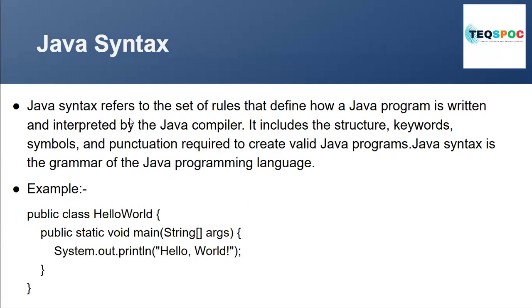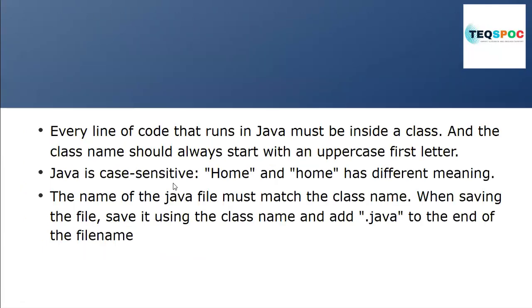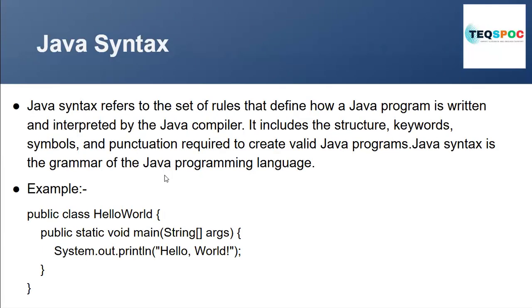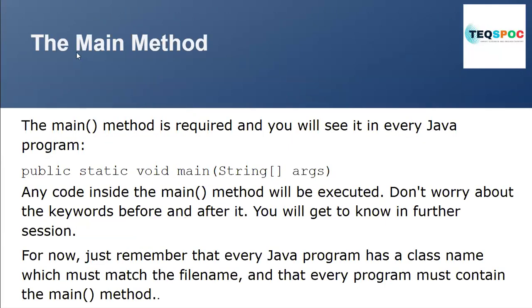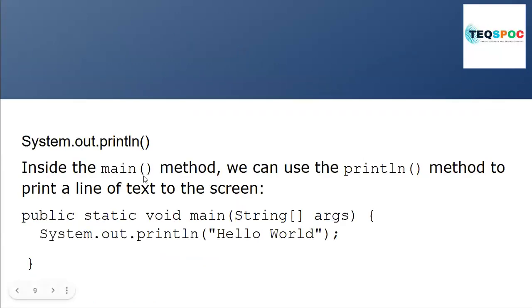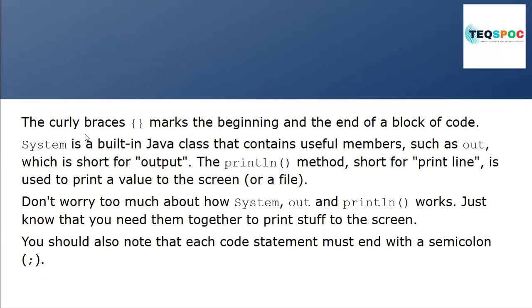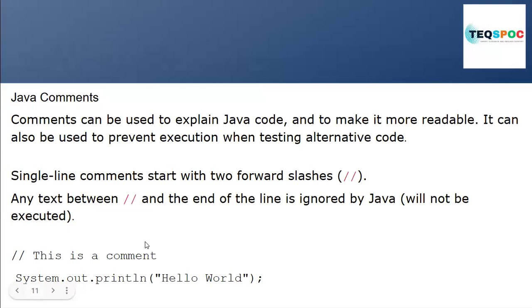So what is Java syntax? We have seen the different types of Java syntax. What are curly braces? What is the semicolon? We have seen already. What is the main method? We have seen the main method. System.out.print we have covered. Curly braces and semicolons we have covered. Java comments, we have seen the Java comment.